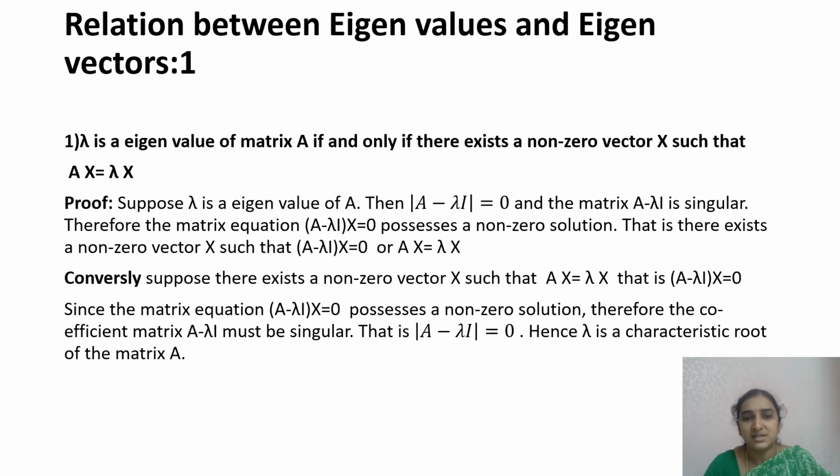Conversely, suppose there exists a non-zero vector x such that Ax is equal to lambda x. That is, A minus lambda I into x is equal to 0. Since the matrix equation A minus lambda I into x is equal to 0 possesses a non-zero solution, therefore the coefficient matrix A minus lambda I must be singular. That is, the determinant of A minus lambda I is equal to 0. Hence, lambda is a characteristic root of the matrix A.